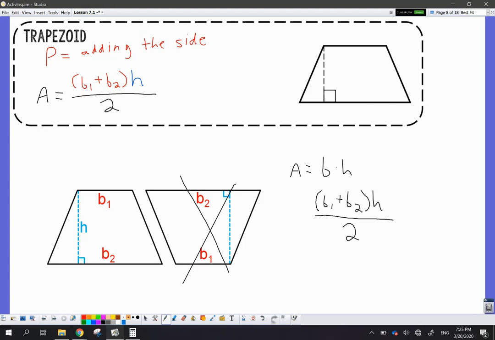by 2. Now, the top one is traditionally base 1. The bottom is traditionally base 2, but honestly, it really doesn't matter whether this is base 2 and base 1 here. Because remember, since I'm adding them anyway, I'm free to flip those around as I wish. So base 1 and base 2, I add those together. And then I need to find my height. But remember, my height is perpendicular to my base. And in this case, it's perpendicular to both of my bases. And so I add these two, multiply it by the height, and divide by 2.